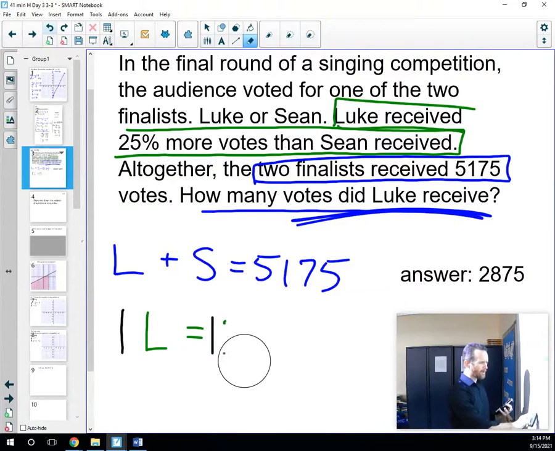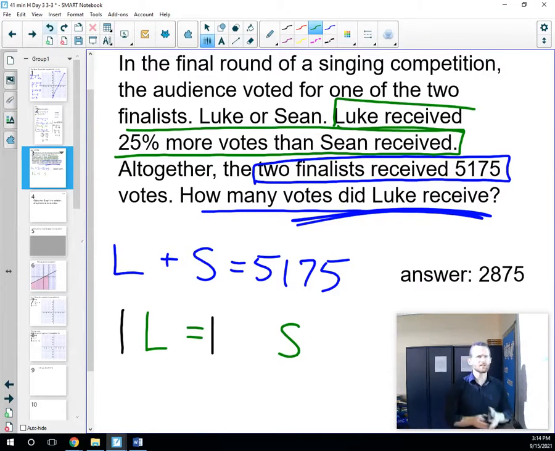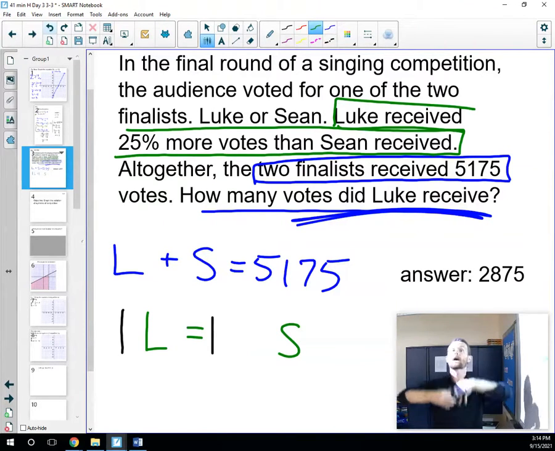So if Luke received 25% more votes than Sean, that means that for these 2 things to be equal, Sean needs to be multiplied by something more than just 1. Because we need to multiply Sean by more than just 1, because he's got the lesser number of votes. We need to make his number of votes bigger if they were going to equal Luke's.